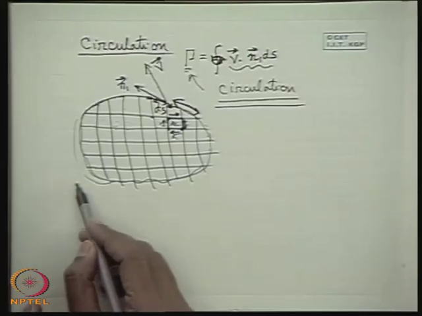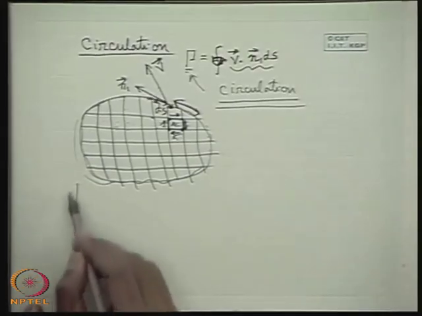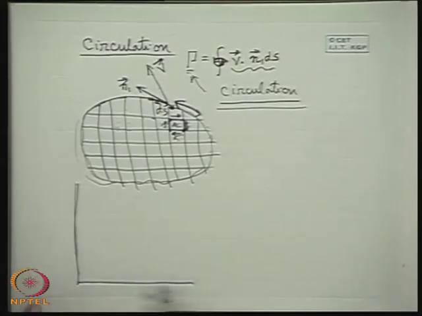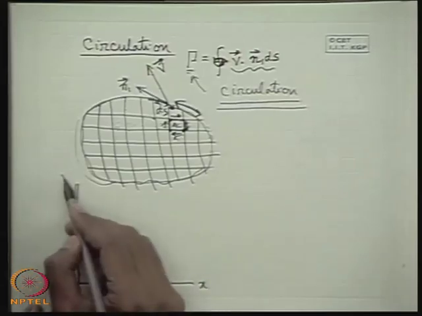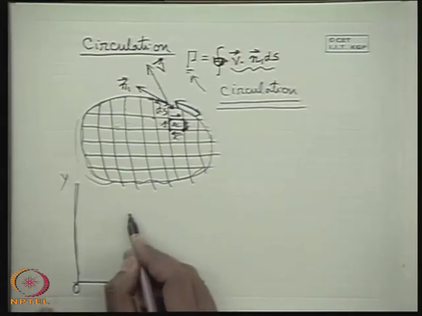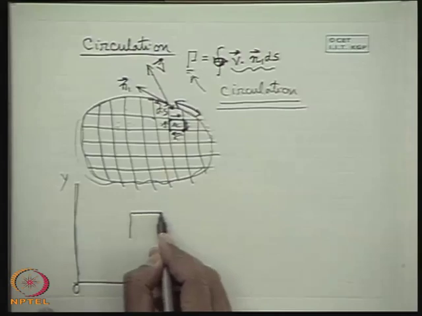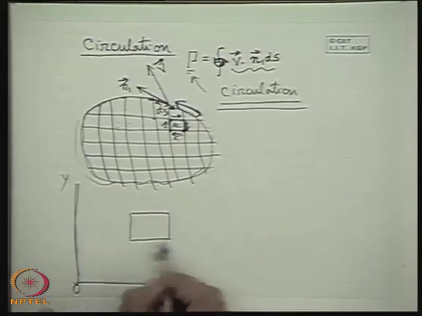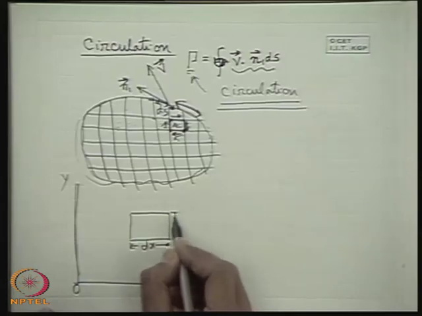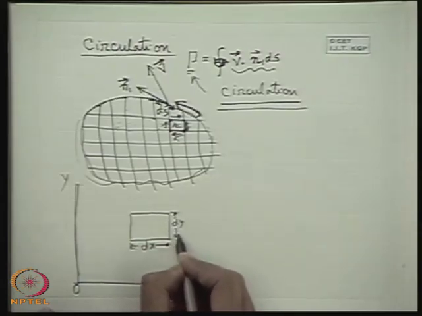Now let us find out the circulation in case of xy coordinates. Let us see a simple case. Consider a circuit. We can choose a rectangular circuit like this, of length dx and length dy. What will be the circulation?